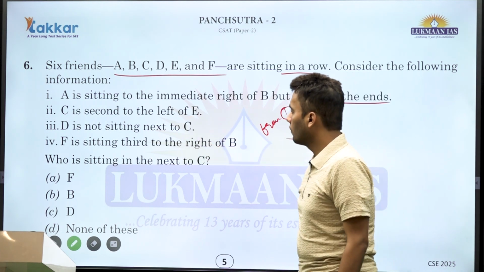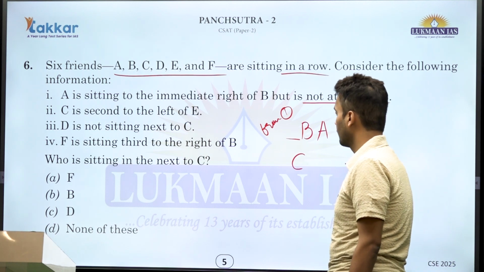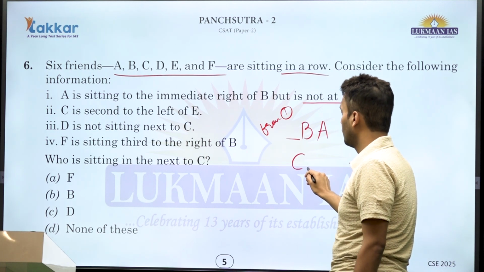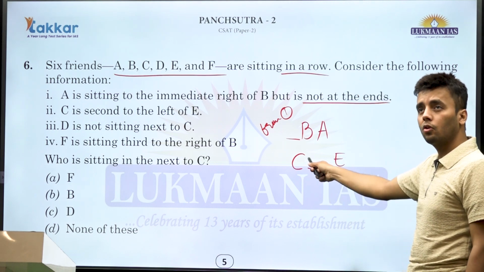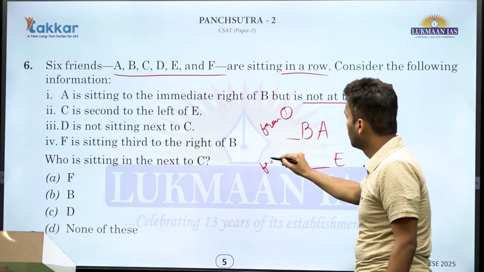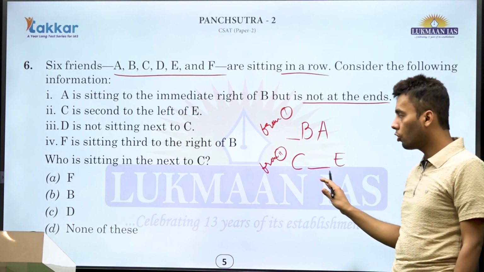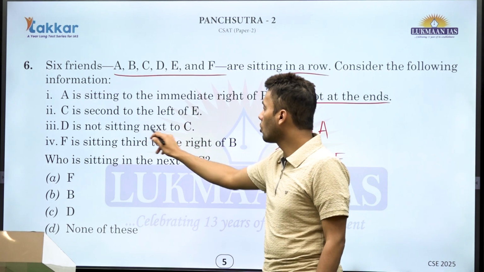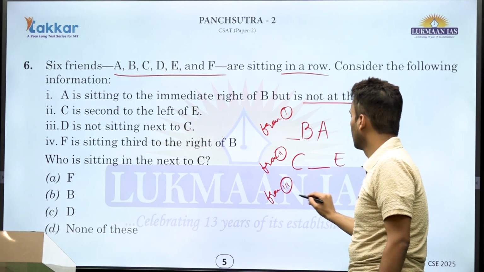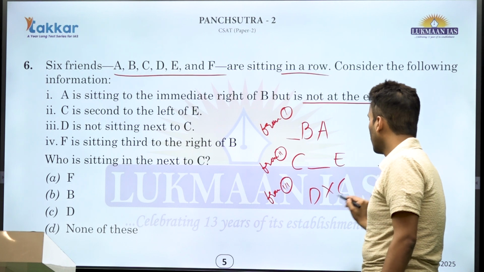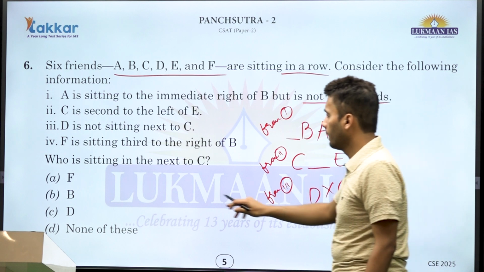From the second one, C is second to the left of E. So this is C and this is E. C is second to the left of E from 2, which means there is somebody sitting between C and E. We do not know who as of yet. D is not sitting next to C from 3. D and C are not sitting together, which means this position cannot be filled by D in any manner.